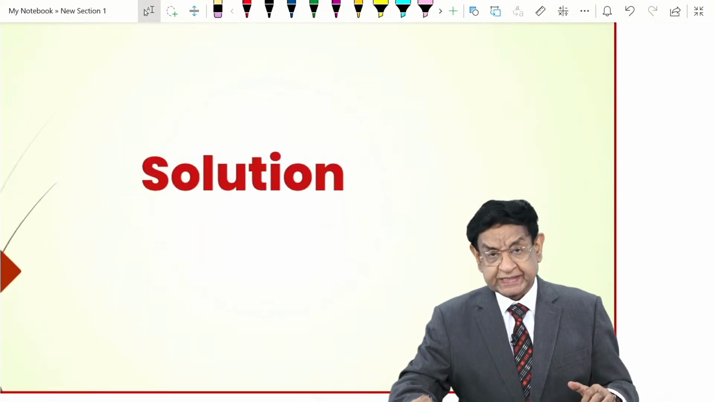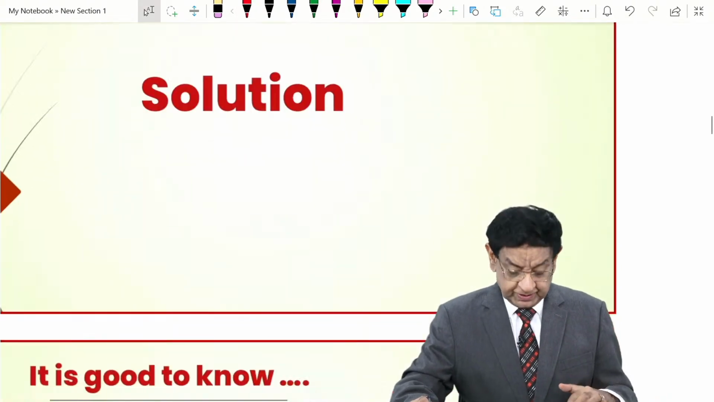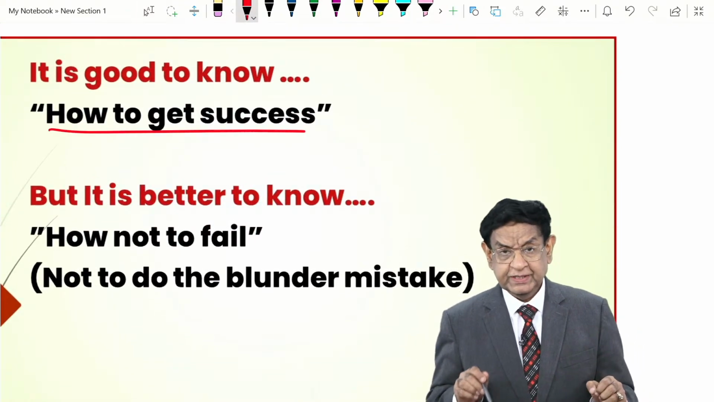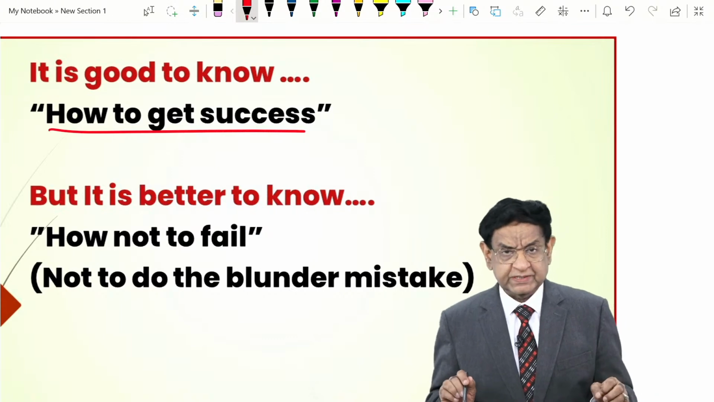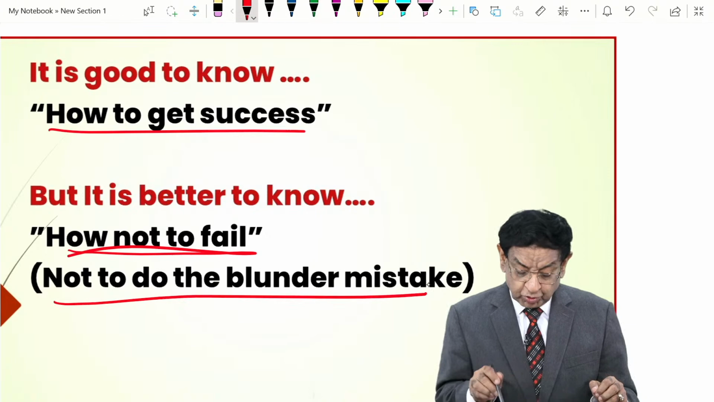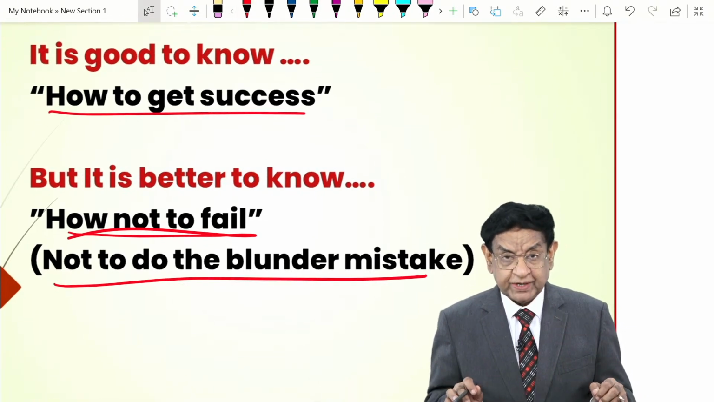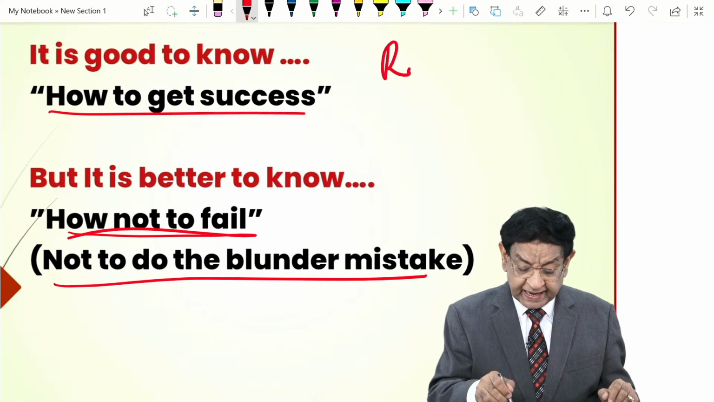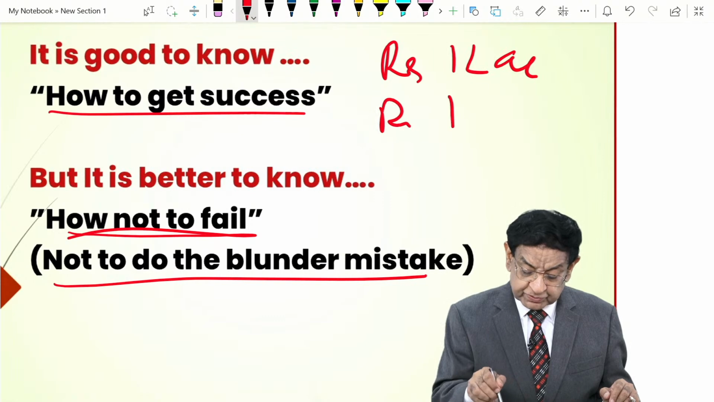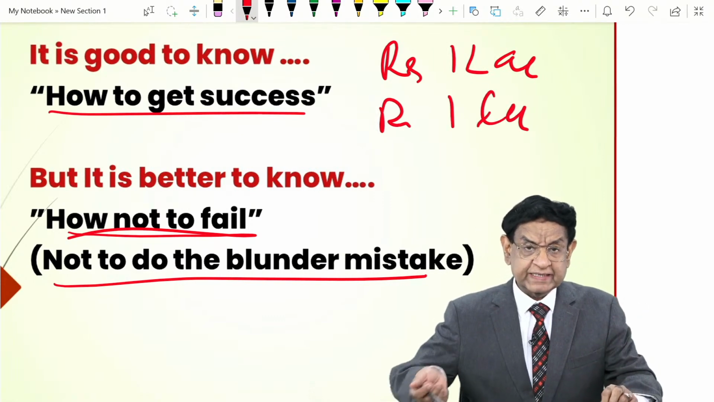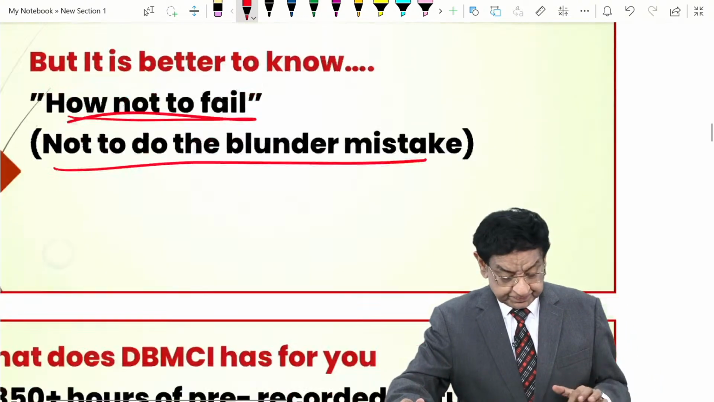Now what solution is there? We understood the problem. It is good to know how to get success, but better to know how not to fail. Don't make a blunder. And don't forget, the Step 1 exam fee is rupees 1 lakh. Step 2 exam fee is rupees 1 lakh. So expensive. And if you do not clear the exam, it's all a waste of money.